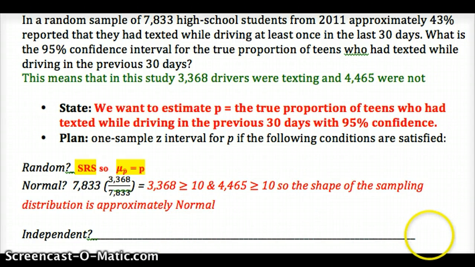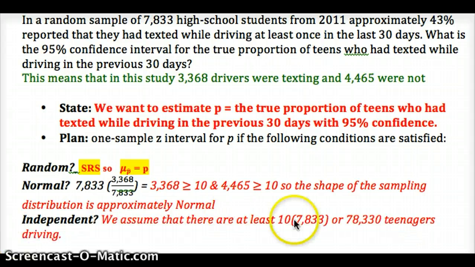Independent: well, let's see. The independent condition is the 10% condition, meaning we can't sample more than 10% of the population. So that would be 10 times 7,833, or 78,330 teenage drivers, so that we can use the formula for standard deviation. So our conditions are satisfied.